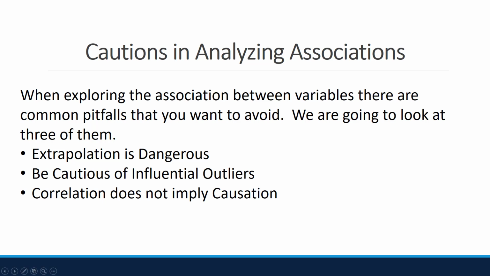Correlation does not imply causation. When 2 variables are associated, other variables may have influenced that association. We can never determine causation based solely on a plot or a regression line. We must know about the study.